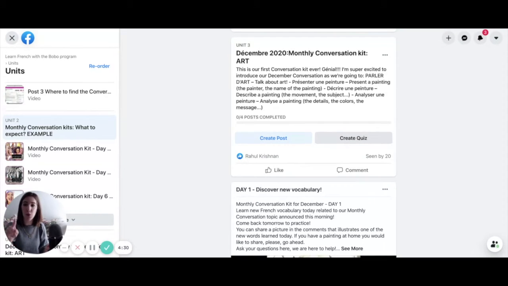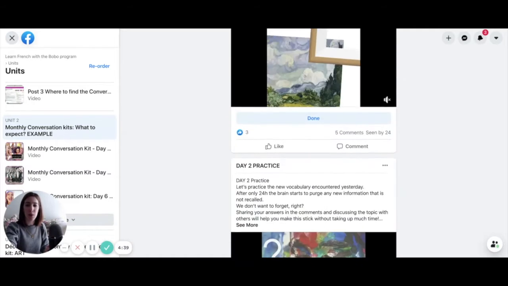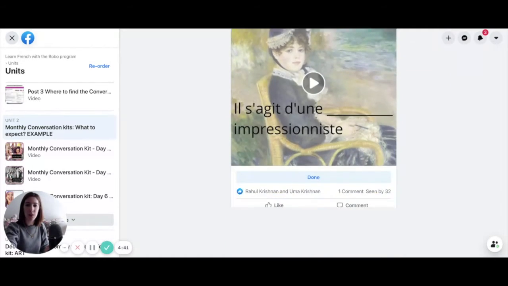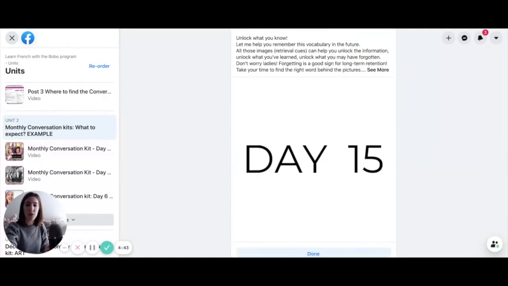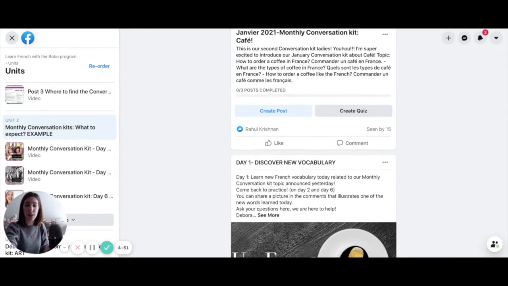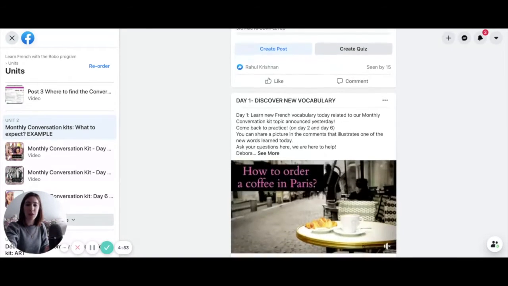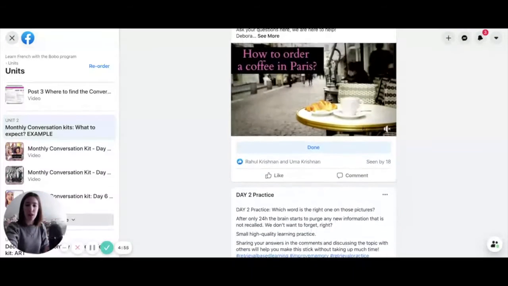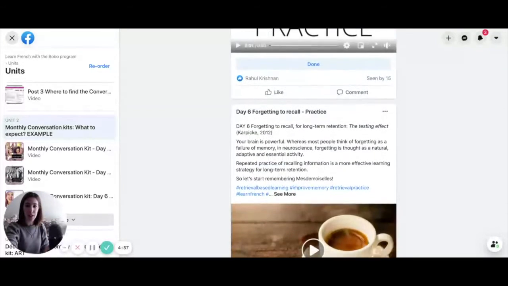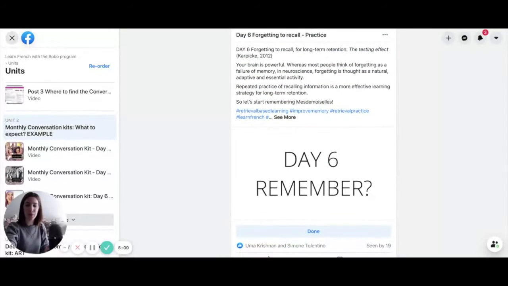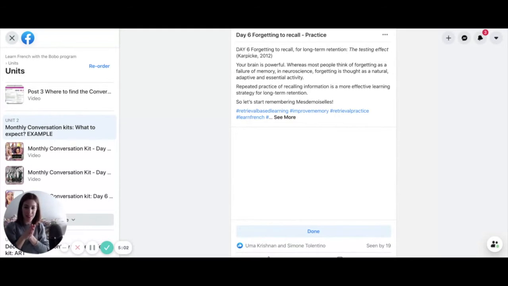Et voilà, par exemple, pour le mois de décembre, le kit, c'était parler d'art, talk about art, present a painting, and describe a painting. Et I was talking about coffee because there is another unit, and it's the January conversation kit, and it's all about coffee. So we did day 1, we did day 2, and day 6. So now they're waiting on day 15 for the retrieval cues.